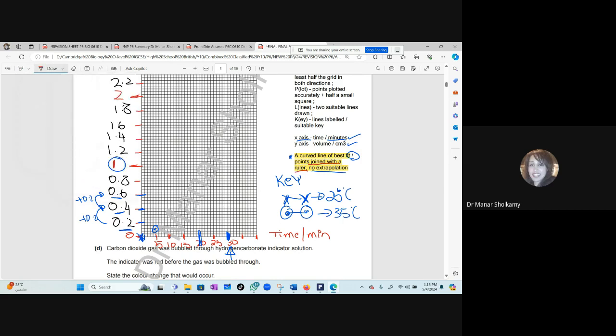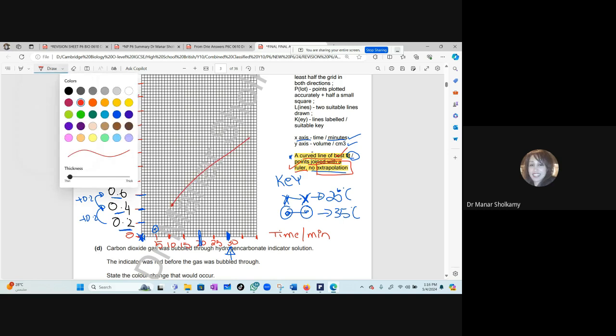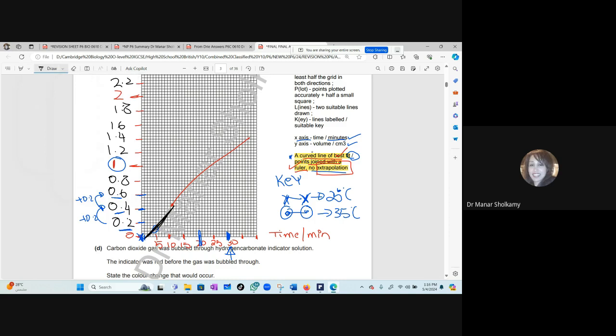This is accepted and this is accepted. So if you make a curved line of best fit, this is accepted. Or points joined with a ruler, this is accepted. No extrapolation. No extrapolation means what? If the graph starts from here to here, don't just assume that you would extend it to 0. This is extrapolation. No, don't do this. Okay? So don't extend to 0. This is called extrapolation. Clear?